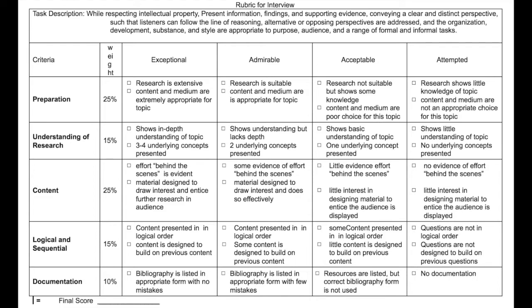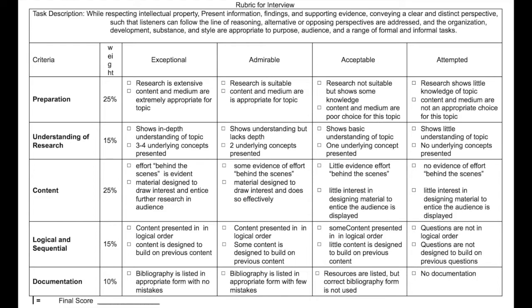In addition to that, we have the actual rubric here. I'm going to go through some of that. You'll notice the criteria: preparation, understanding of research, content, logical and sequential, and documentation. There's sort of 4 levels to this. You're either exceptional, admirable, acceptable, or you've simply attempted the task. As far as preparation goes, I want to see that your research is extensive, your content and the medium are extremely appropriate for the topic.